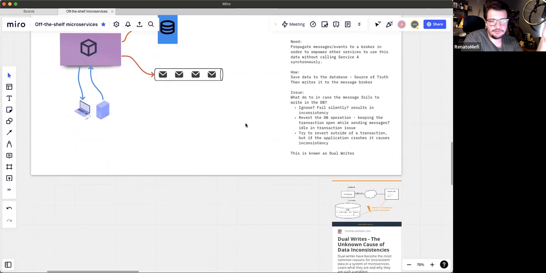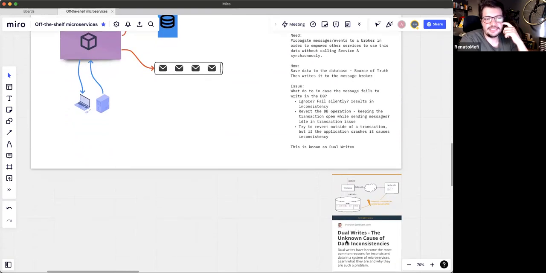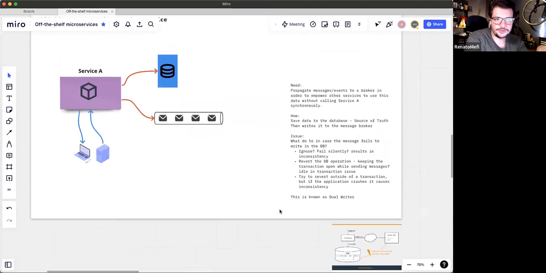It's invisible. I even put a link here, which is Dual Writes, the Unknown Cause of Data Inconsistencies by Torben. I don't know how to say your name, I'm sorry. But it's a very interesting read as well.